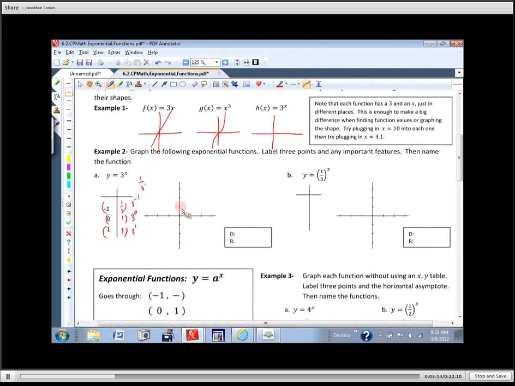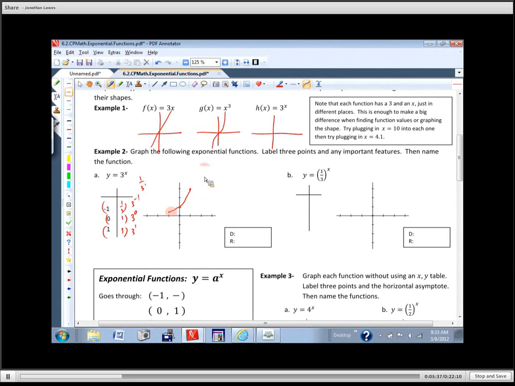So we're going to graph (0, 1), (1, 3), and then I'm going to graph (-1, 1/3), back 1 and up 1/3. You kind of have to eyeball this. Just get as close as you can. That looks like about 1/3 to me. So we've got these points right here. So it's definitely not a line. There's a curve to it. It looks something like this.